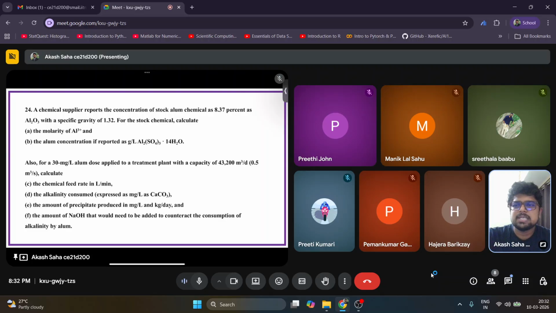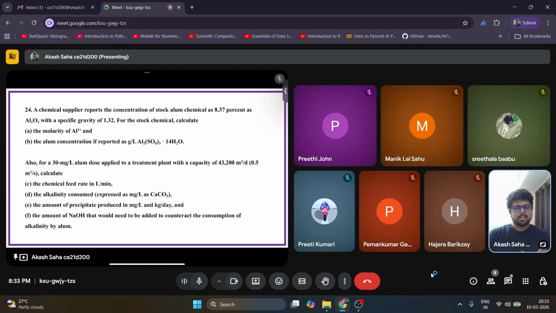It says that a chemical supplier reports the concentration of stock alum as 8.37% as Al2O3 with a specific gravity of 1.32. For the stock chemical, we have to calculate the molarity of Al3+ and the alum concentration if reported as Al2(SO4)3·14H2O.